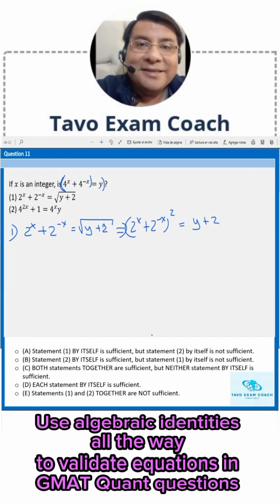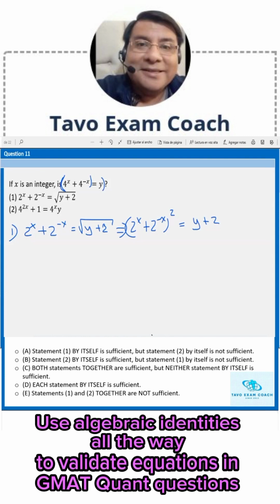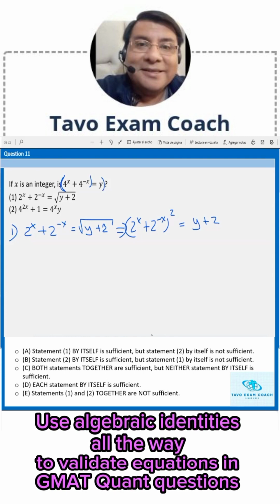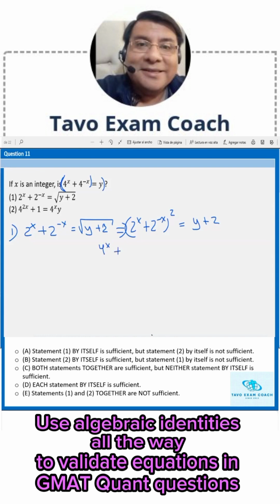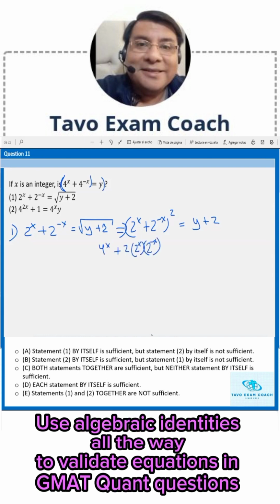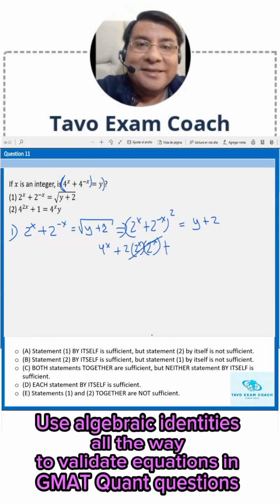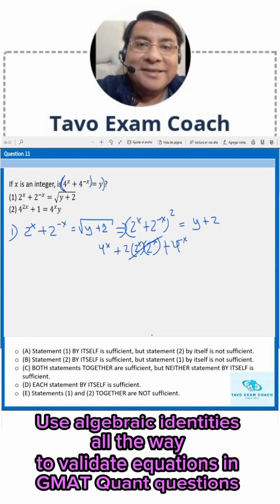We can use the identity of the square of a sum. So this is the square of 2^x, which is 4^x, plus 2 times 2^x times 2^(-x). Actually, this is just 1. Plus the square of 2^(-x), 4^(-x).